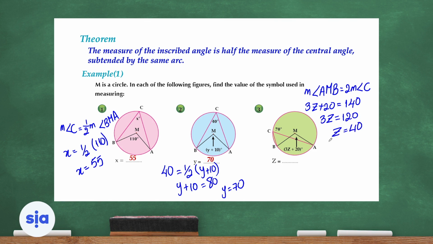Let me explain this again. C is 70 degrees, where BMA is 3Z plus 20. C is an inscribed angle and M is the central angle, and they both are subtended from the same arc. Then the measure of angle AMB is double the measure of angle C. So in this case, Z equals 40.